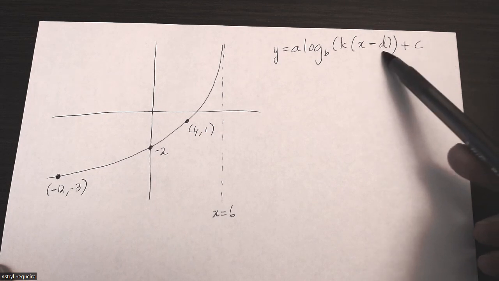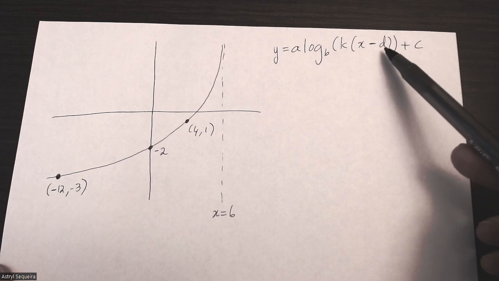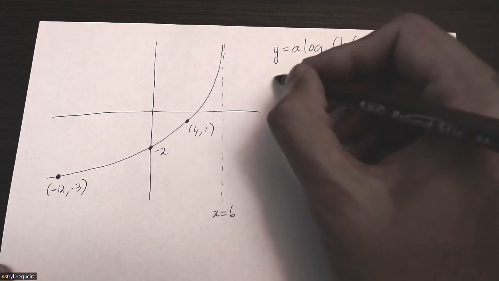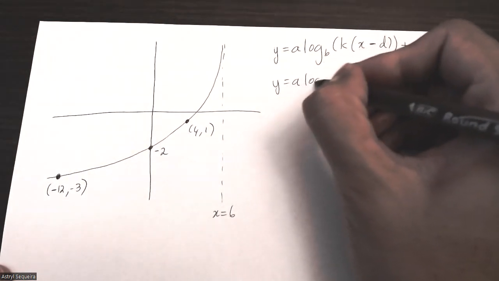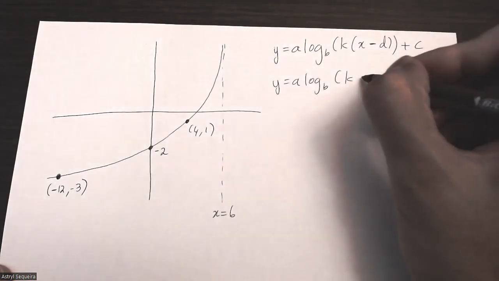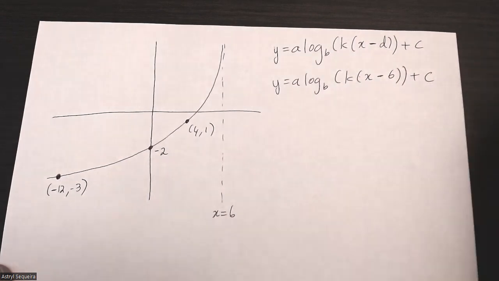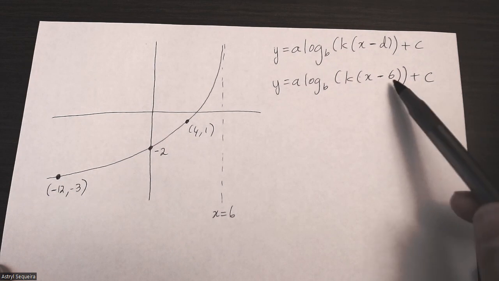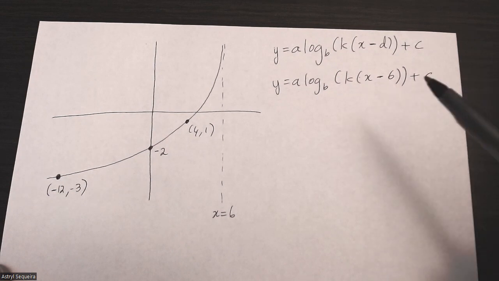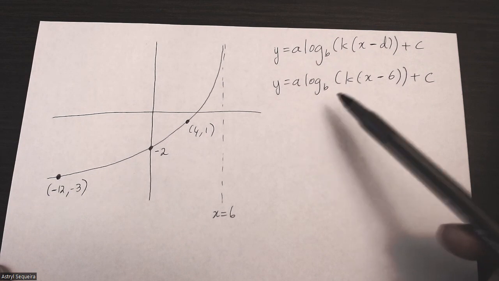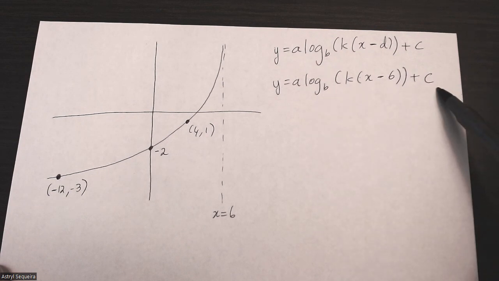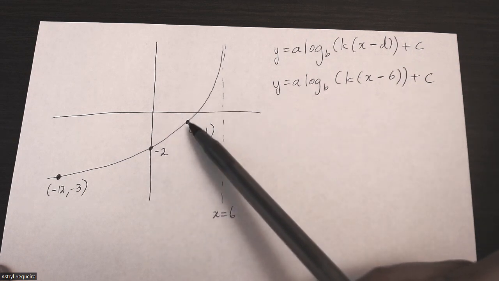So automatically we can sub in the asymptote for our d value because our d value is always our vertical asymptote. So I can just rewrite this as y equals a log base b of k times (x minus 6) plus c. Figure out one of my variables. The next variable you can easily find out, I guess, is the c value. And for the c value, you can just look for the point over here.